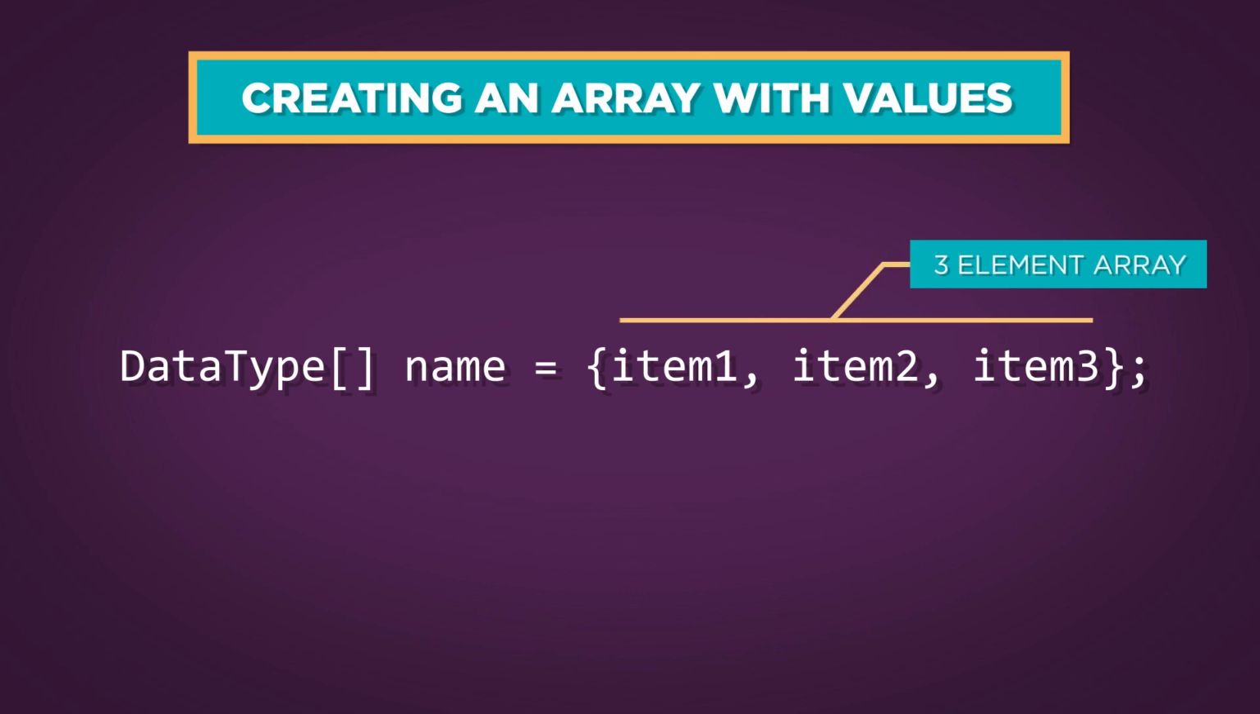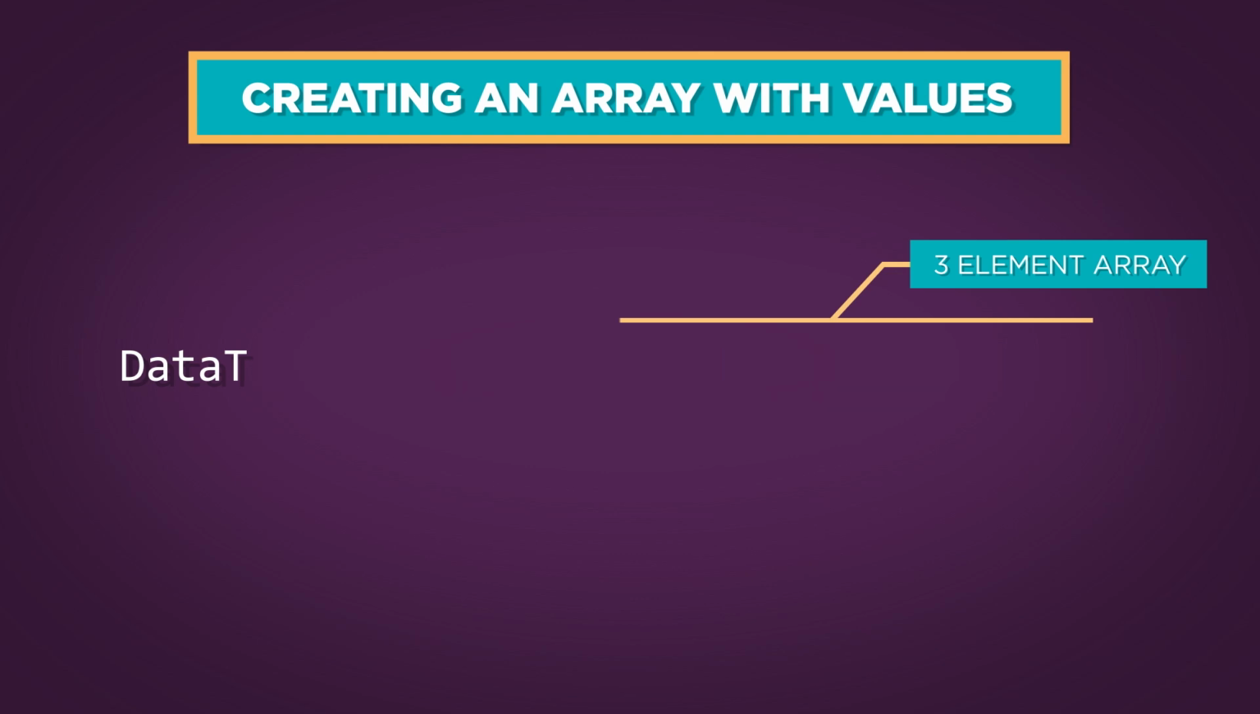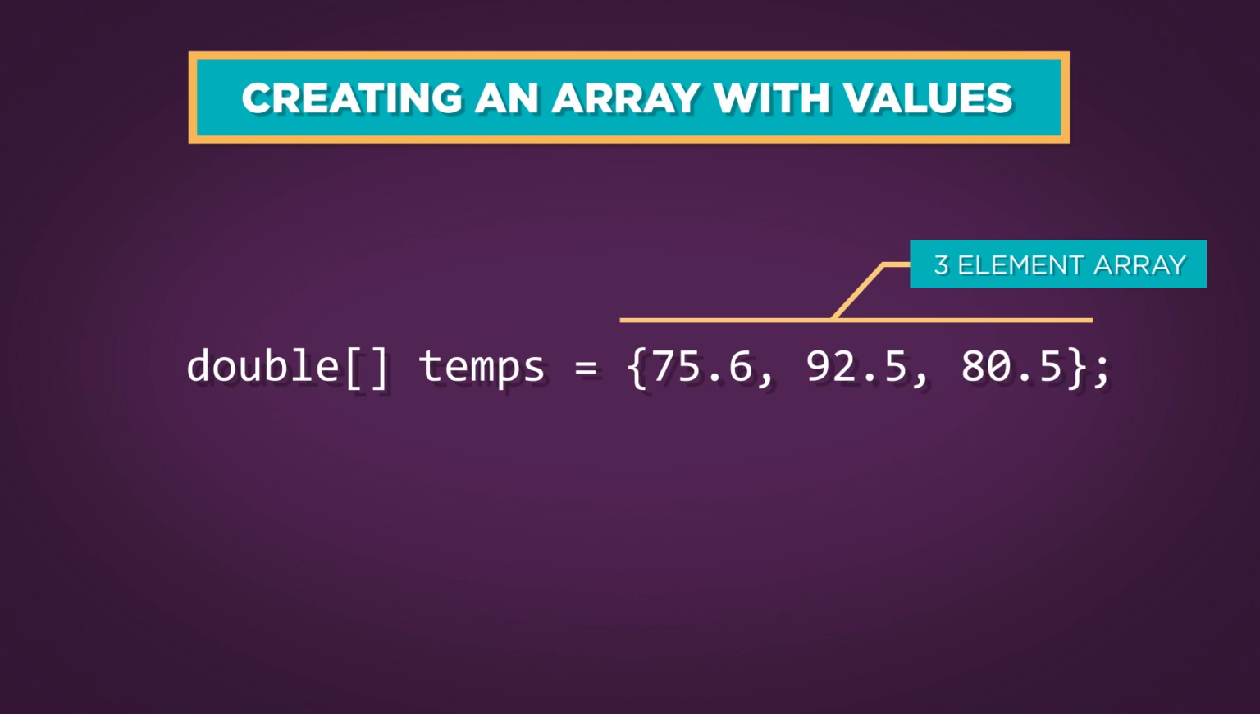In this case, there are 3 values between the curly braces, so the length of our array is 3. You can add as many values as you like. For our temperature array, the setup looks like this.